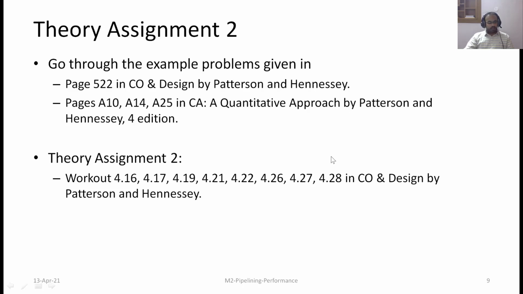So with that, I will leave you to do some more practice. Right, here is the theory assignment: work out the problems given on page 522 of the Computer Organization and Design book by Patterson and Hennessy. Also, look at pages A10, A14, and A25 in Computer Architecture: A Quantitative Approach, again by Patterson and Hennessy.